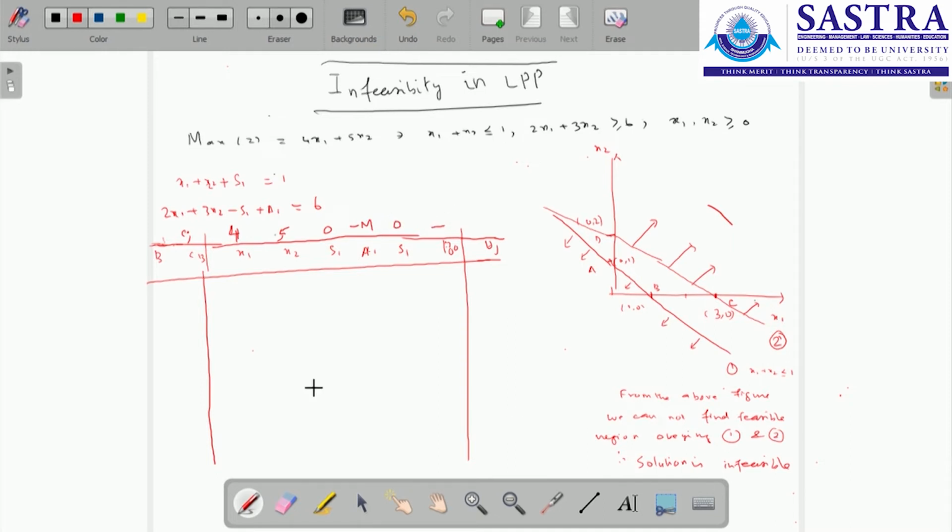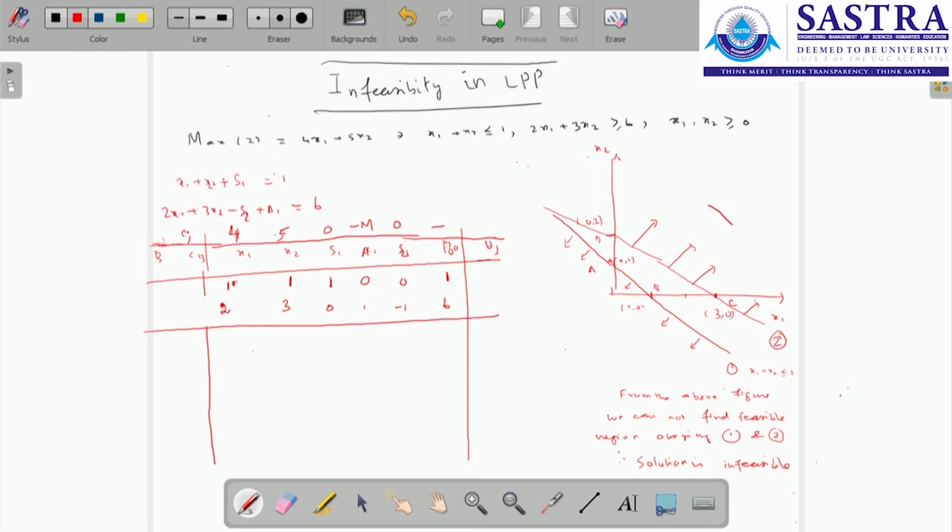Then I have to fill up this first table. For the first inequality I will have 1 here, 1 here, S1 coefficient is 1, A1 is 0, S2 is 0. This is S2, because we have already got S1 there. So what is P naught? P naught is 1. For the second inequality I will have 2 first, then 3 second, then S2 coefficient minus 1, A1 coefficient 1, S1 coefficient 0, P naught is 6.